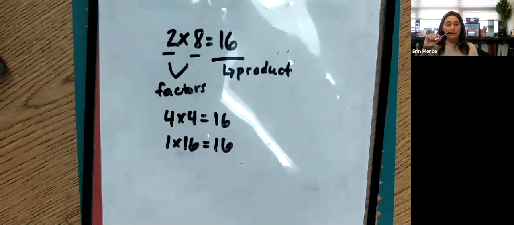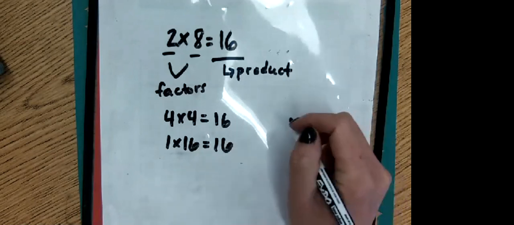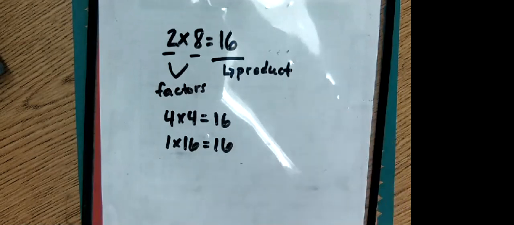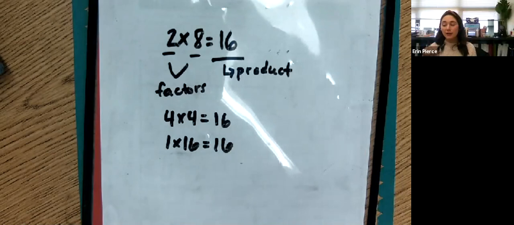Okay, so my answers. Who would like to list my factors? Those are all my possible number sentences. Who would like to list my factors? Owen. 2, 8, 16, 1, 4, and 4. That is really good, but can you list them in order from least to greatest? We have to list them in order from least to greatest.